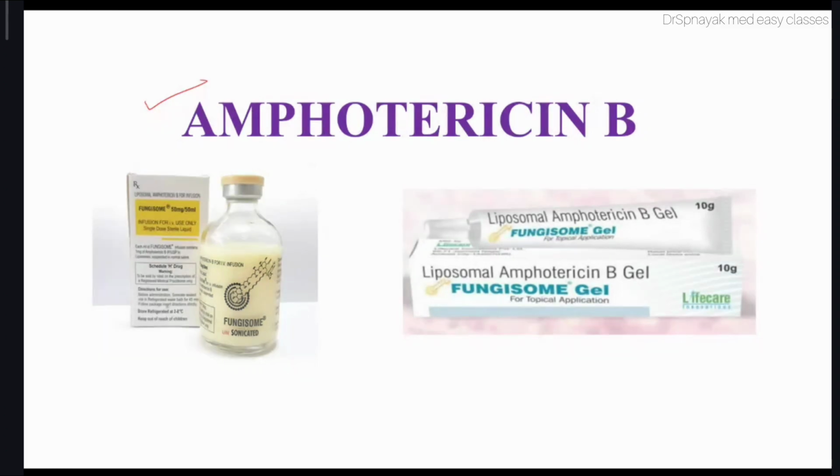Why is it so? Because amphotericin B is associated with a wide range of toxic effects, mainly nephrotoxicity. And there are many other toxic effects associated with its use. So, we use amphotericin B, an antifungal agent, mainly for systemic infections. It is given mainly through the IV, intravenous route.